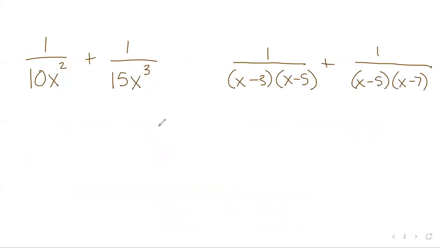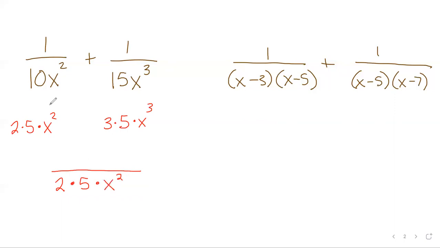Let's do these with some variables now. Okay, so I'm going to write these out like this. This denominator is 2 times 5 times x squared. This denominator is 3 times 5 times x cubed. So if we're making a common denominator, again, we can just start with one of them and say, hey, we need all the factors of this one. So we need a 2, we need a 5, we need an x squared. Okay, so that accounts for all those. Now let's look at this one. We need a 3. We don't have a 3 yet.